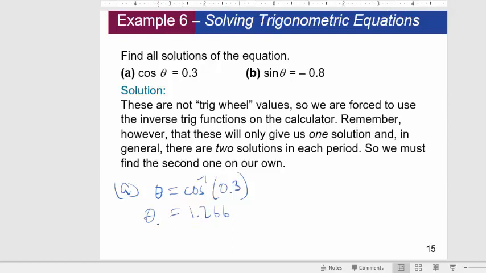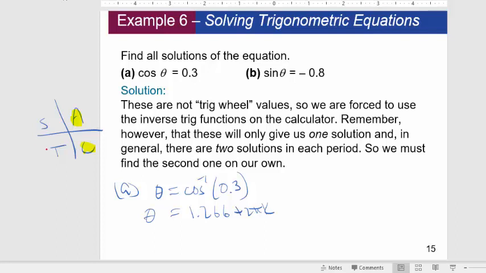And again, this is going to be periodic, so if we want our general solution, we'd have to add 2 pi k to this. So that gives us one solution, which is good. But remember, inverse cosine only gives us one value because it's a function. We also then need to find this second value, okay? Because here the inverse cosine gave us the solution that's in the first quadrant, which is 1.266.